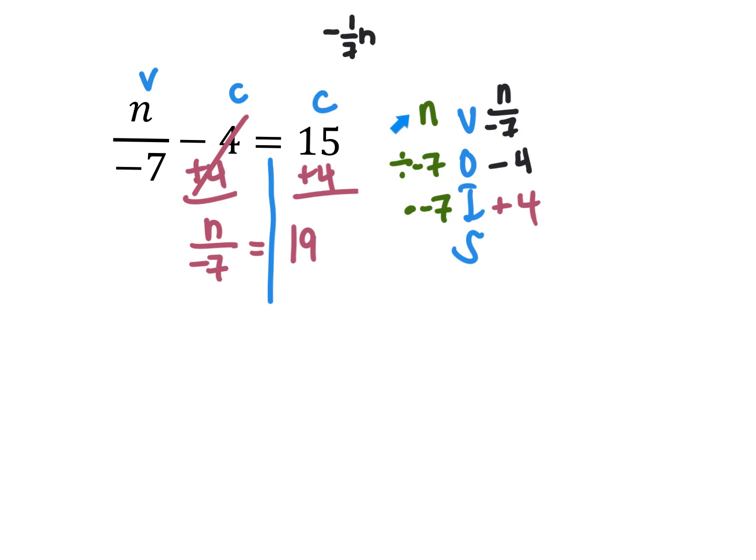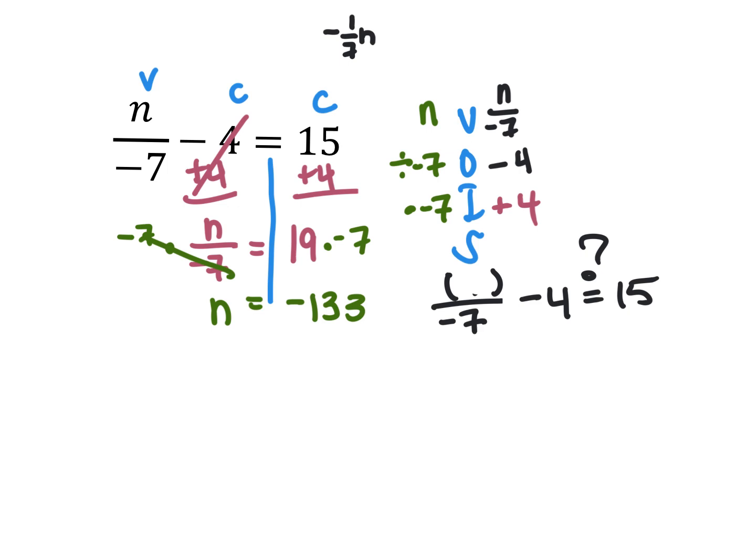Now I want to isolate my variable further, and the only thing happening to it now is it's being divided by negative 7. So I undo that, reverse it by multiplying by negative 7. And that means that I have to multiply both sides by negative 7. And then I'm going to write out my substitution. So I'm going to do that now as I pause the video, see what you can get done yourself.